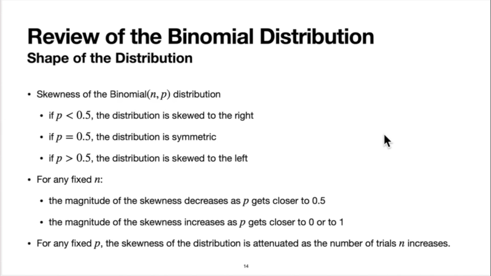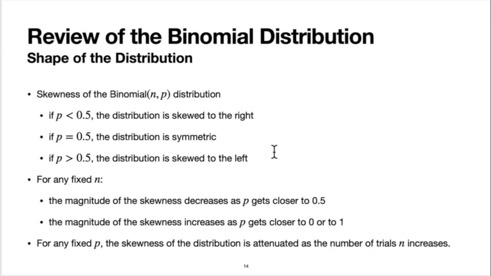For the binomial distribution, with n trials and success probability p, consider the skewness coefficient for a fixed value of n. If the success probability p is less than 0.5, less than 1/2, then the binomial distribution will be skewed to the right. If p is equal to 0.5, then the binomial distribution is perfectly symmetric. And if the success probability p is greater than 1/2, then the binomial distribution will be skewed to the left. That is going to be true for any fixed value of n.